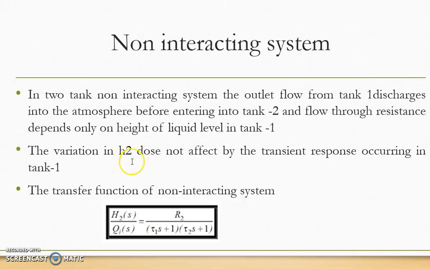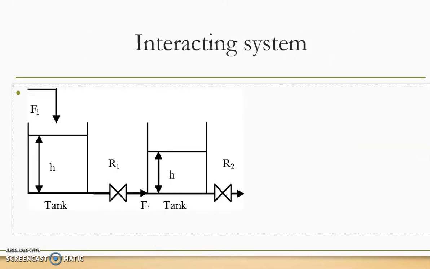The variation in H2, that is in tank 2, does not affect the transient response occurring in tank 1. The transfer function of a non-interacting system can be written as H2 of S, that is output, over Qi of S, input, equals R2 over (tau 1 S plus 1)(tau 2 S plus 1). So tau 1 and tau 2 are nothing but the time constants associated with tank 1 and tank 2.